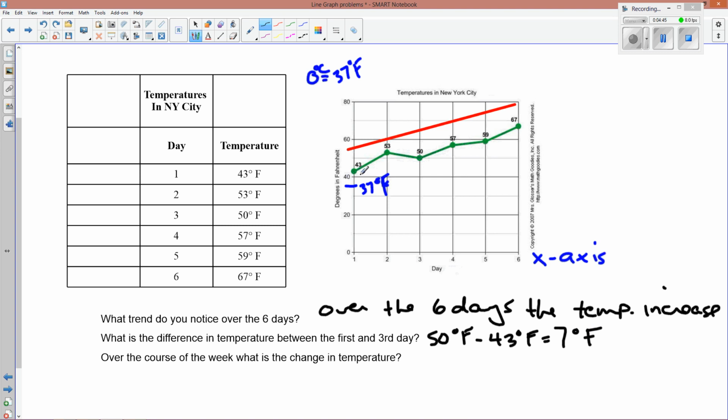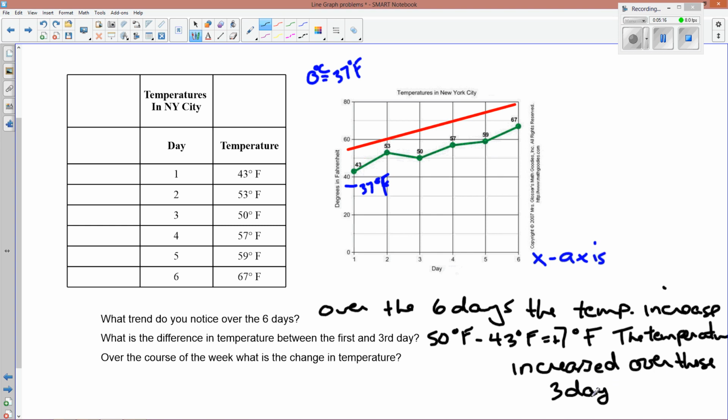Now we take a look. Did the temperature increase or decrease over those days? In this case, this is a plus 7 degree increase. Why? Because it increased 7 degrees over those 3 days. So the sentence would look like: the temperature increased over those 3 days, or from day 1 to day 3.